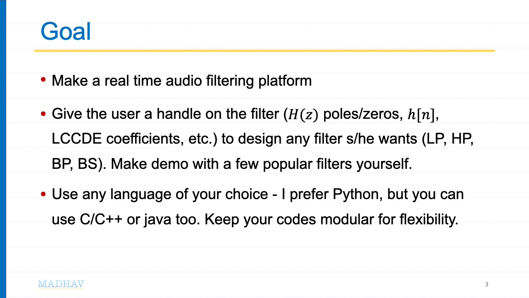Now, to implement, you can use any language of your choice. You can use Python, which I prefer, but if you don't want to use Python, you can use C++ or Java, etc. And keep your code modular for flexibility. For example, let's say I want to replace your pole-zero kind of input with, let's say, h[n] kind of input or LCCDE coefficients. If the code is modular, then somebody can modify it later too.